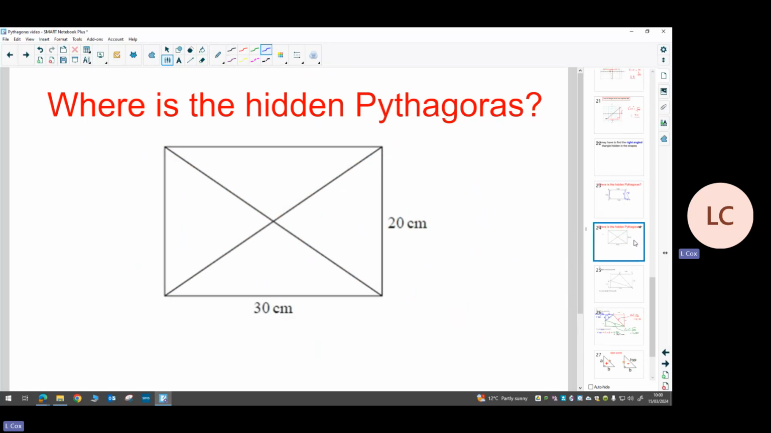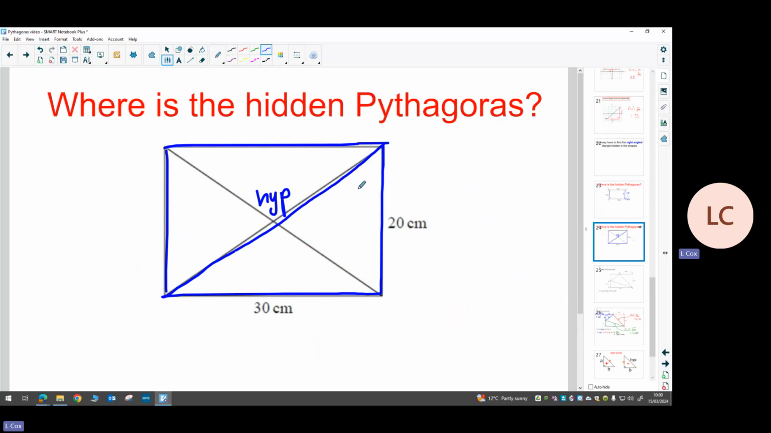Have another look. Where is Pythagoras hidden? It's hidden in plain sight here. 20, 30, and my hypotenuse. So I would be doing 20 squared add 30 squared equals, square root your answer to find this. This question actually said find the lengths of everything. So you had 20, 30, 20 up there again, 30, and 2 hypotenuses going either way.